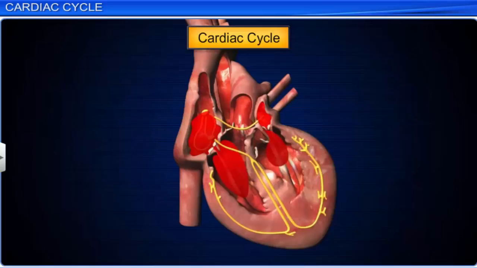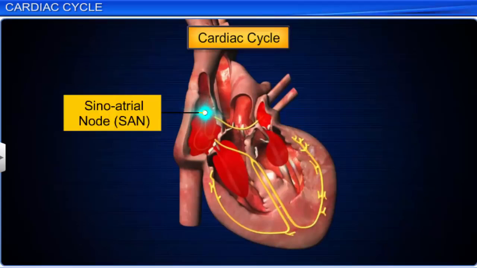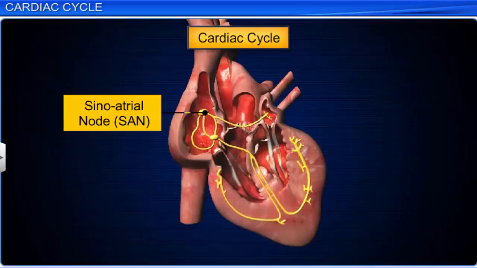Now the four chambers are once again in a relaxed state or joint diastole. This sequence of events is repeated again as the SAN generates another action potential, resulting in the cardiac cycle.